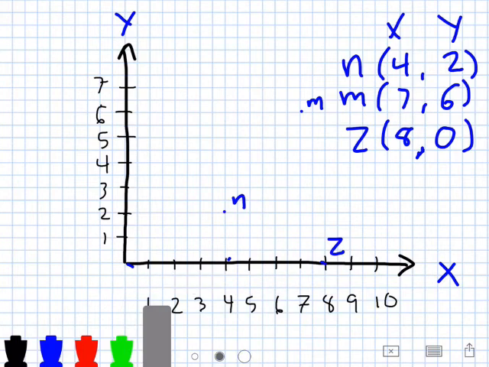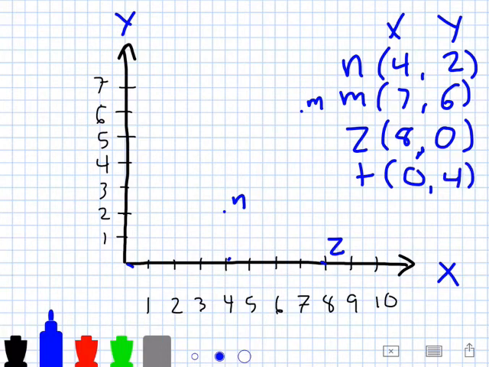Our final point today is going to be another curveball. Point T is going to be at 0, 4. Can you see why it's not going to be in our first quadrant? Are both of those points positive? No, not quite. Remember, 0 is neither positive nor is it negative. So this one's going to be on an axis line as well.